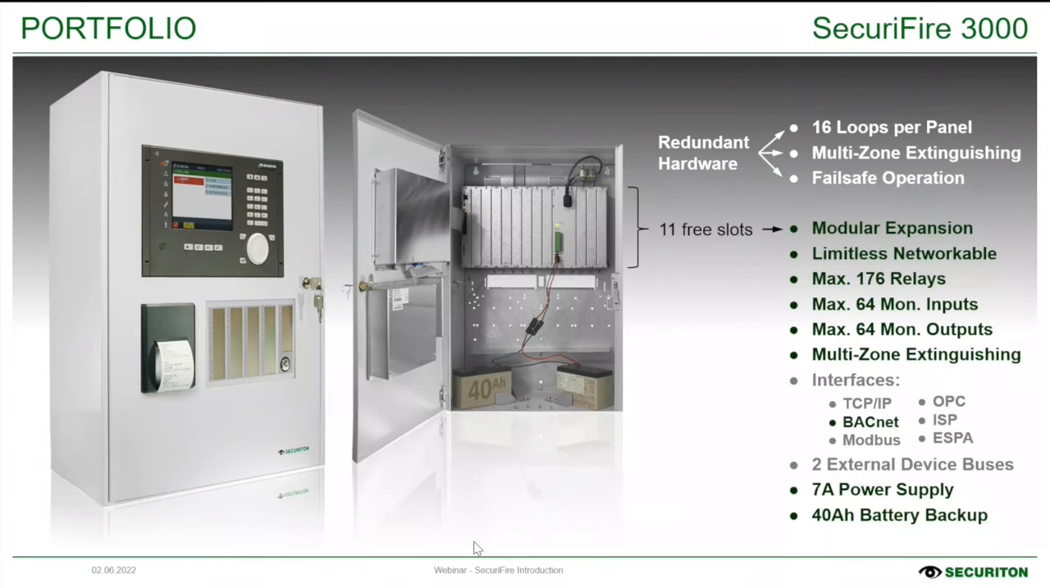Here we have our top of the line panel, the Securify 3000, which is a fully redundant panel with fail-safe operation. It has the capability of 16 loops and also has multi-zone extinguishing possibilities. It is a modular expansion system, which has the capability of limitless networking, maximum 176 relays, and maximum 64 monitored inputs and outputs. In addition to the other panel interfaces, it has the BACnet interface.